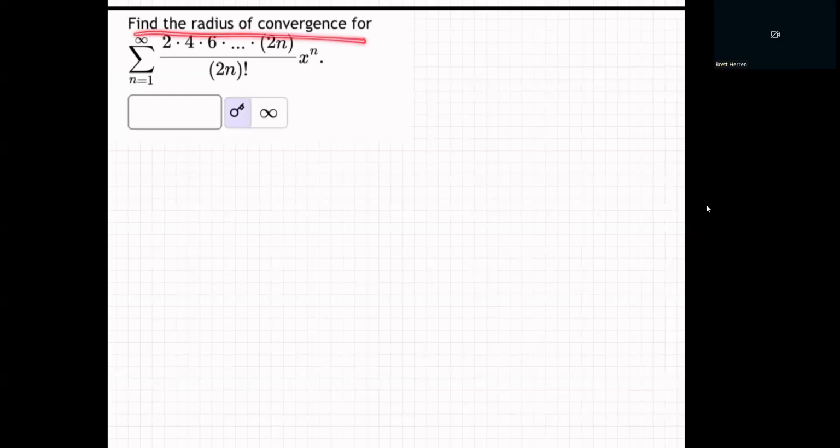Find the radius of convergence for this weird looking function. It's kind of weird. So how are we going to do this? We're going to do the ratio test.